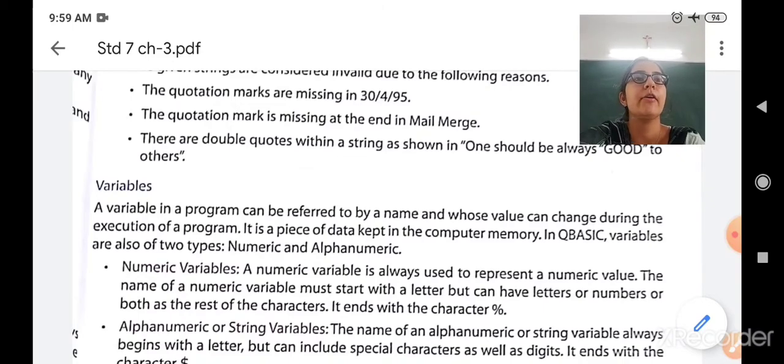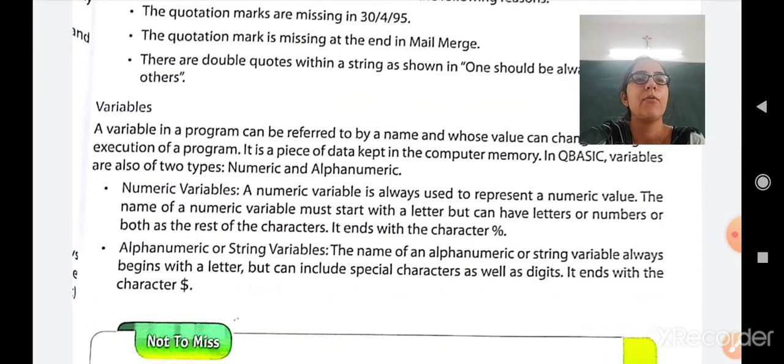Second is the alphanumeric or string variable. The name of the alphanumeric or string variable always begins with a letter but can include special characters as well as digits. It ends with the dollar sign. So in the alphanumeric or string variable, the name begins with a letter but also includes special characters and digits. While in numeric variables, we have seen it begins with a letter, letters and numbers both are allowed and it ends with the modulus sign, while the alphanumeric begins with a letter, can accept special characters and digits also, and ends with the dollar sign.